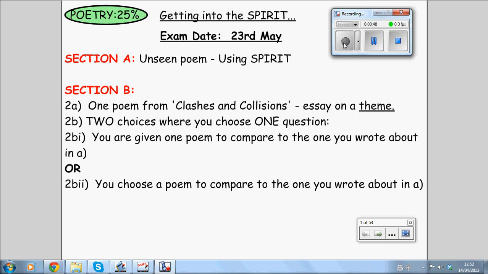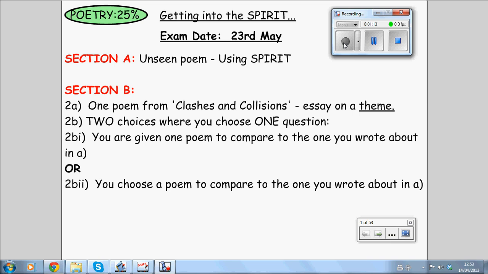The first question will always choose one poem from the 15 that we will have looked at, and you'll be doing an essay on a particular theme. The second question, you have two choices and you only choose one question. You're given a poem to compare to the one you wrote about already, or you can choose a poem to compare to the one that you wrote about already.